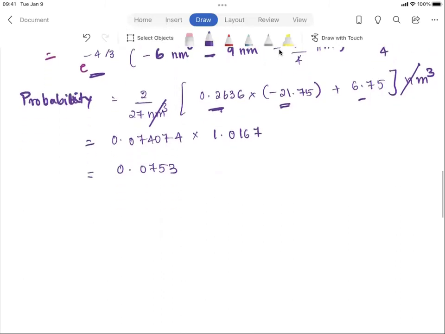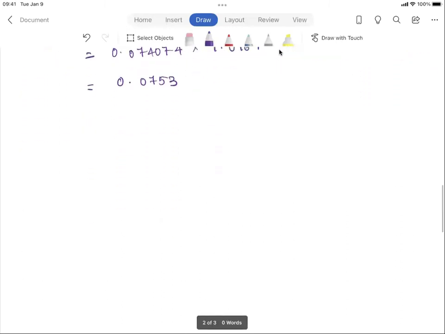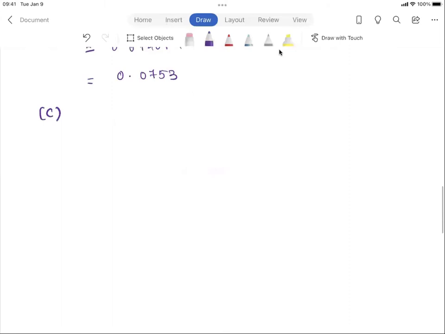Now let's move on to part C. In part C, for what value of x is the probability density a minimum? Okay, the probability density is given by this. And we need to find out for what value of x does the probability density become minimal.